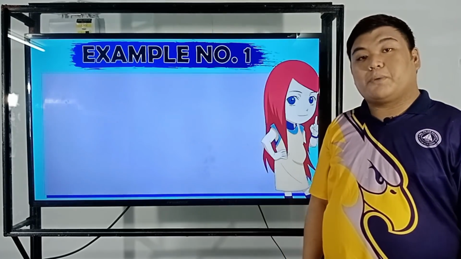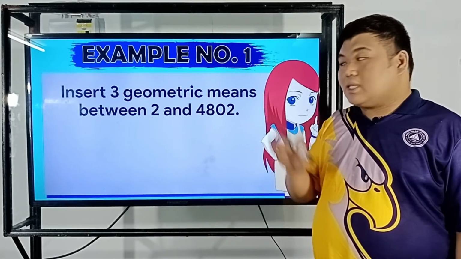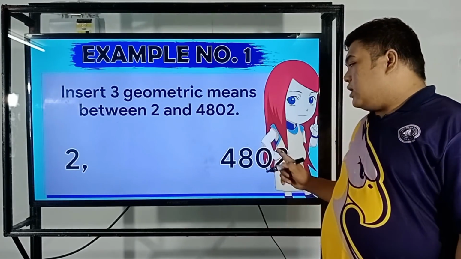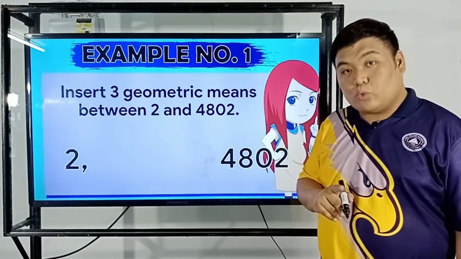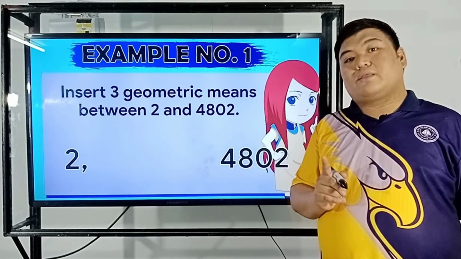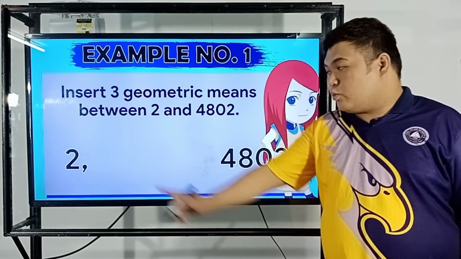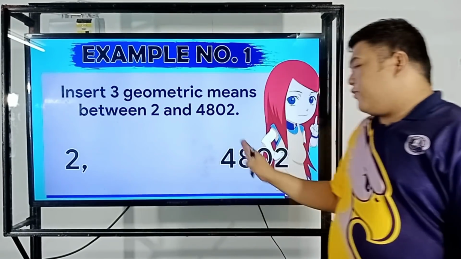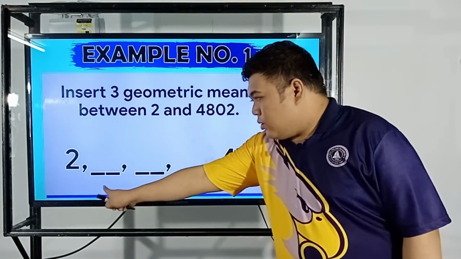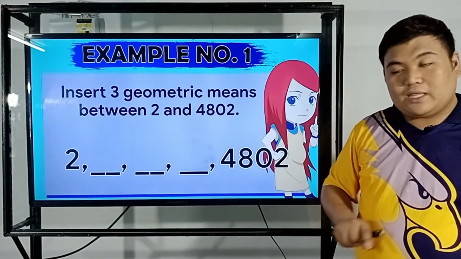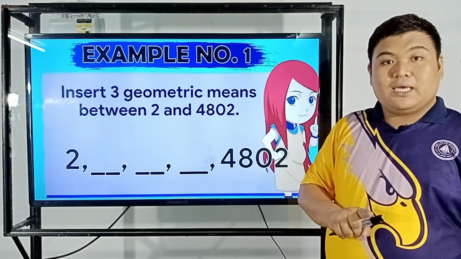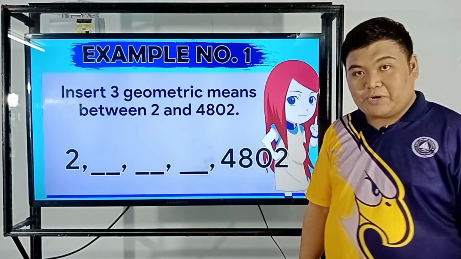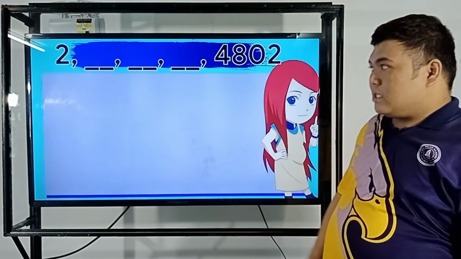Now, let's have example number 1. So, insert 3 geometric means between 2 and 4,802. So, tatlong missing terms daw, tatlong geometric means between 2 and 4,802. So, that means between 2 and 4,802, meron akong ilalagay na tatlong line. And those 3 lines ay magre-represent nung tatlong missing terms. Now, let's have the solution.